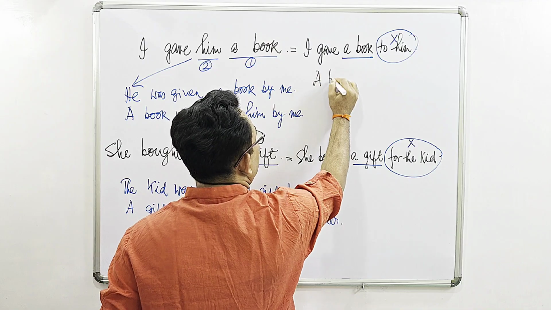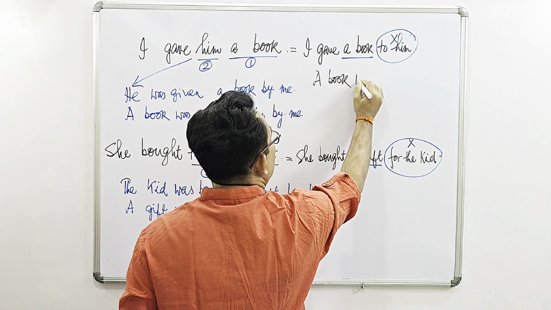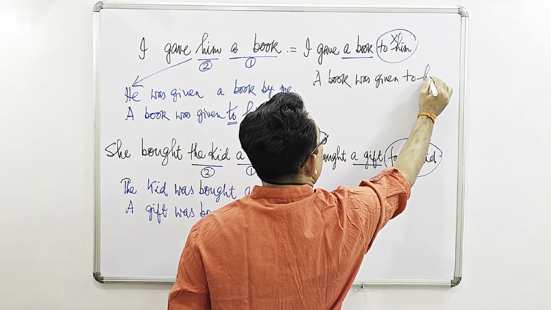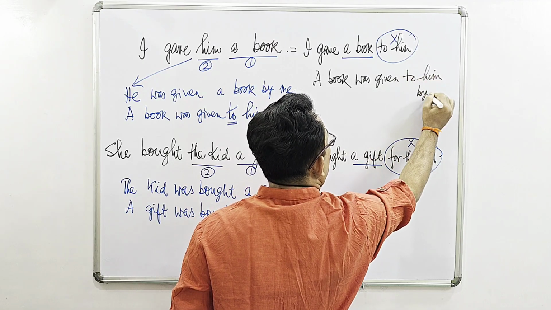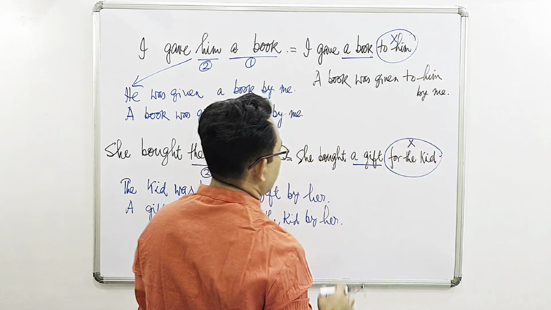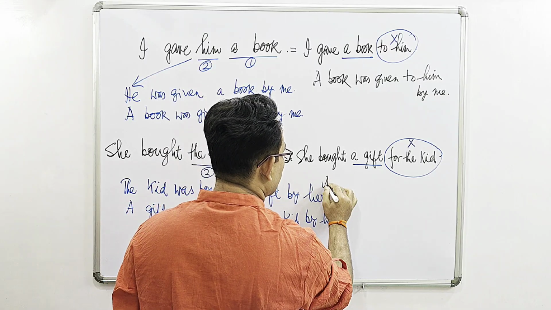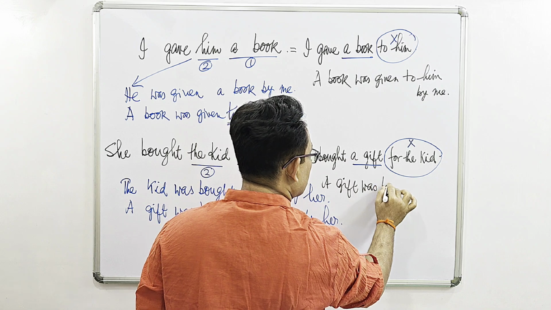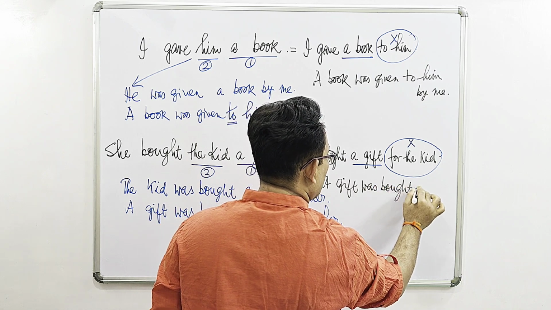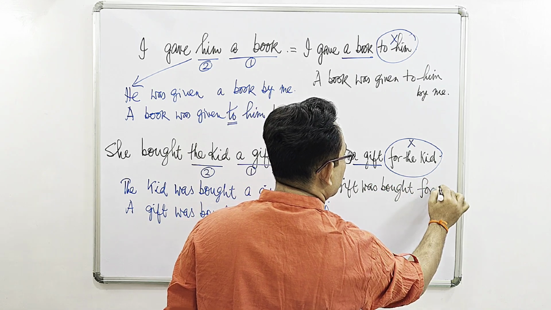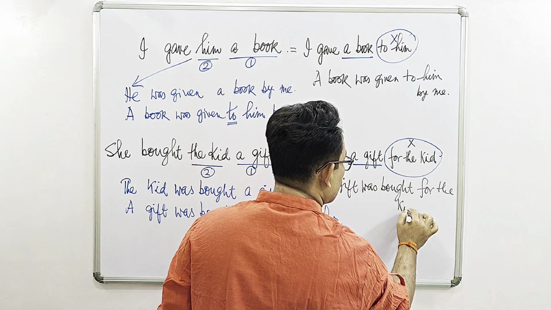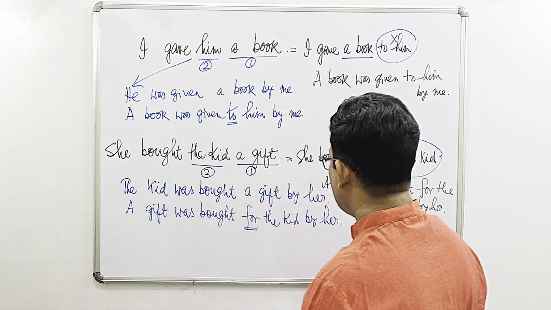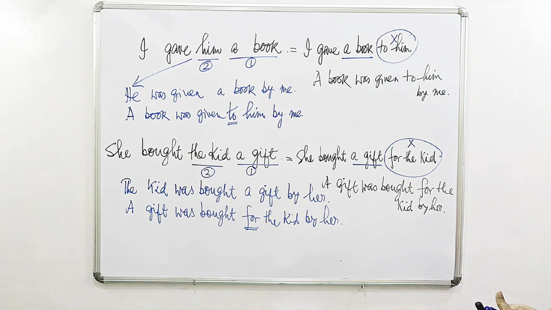So a book was given to him by me, and here a gift was bought for the kid by her. Now the mystery is solved.